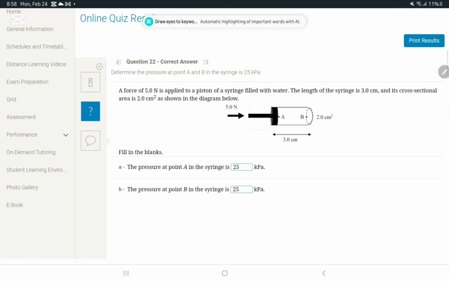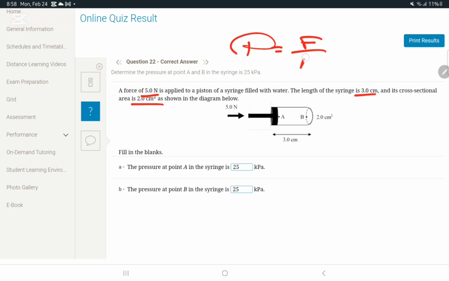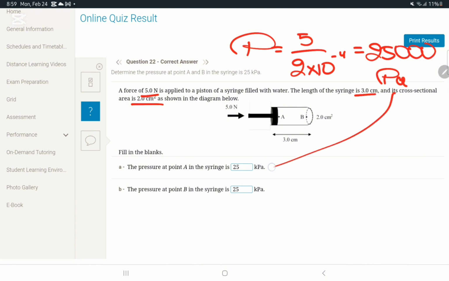Okay, for this one, a force of 5 newtons, we have the length of the syringe is 3, although most probably this information is not needed, and we have the area of the syringe. Pressure is equal to the force over the area. The force exerted on the syringe is 5. The area is 2 centimeters squared. We want it in meters squared by multiplying by 10 to the negative 4. The answer we get is 25,000 pascals. Convert to kilopascals, you will get 25.